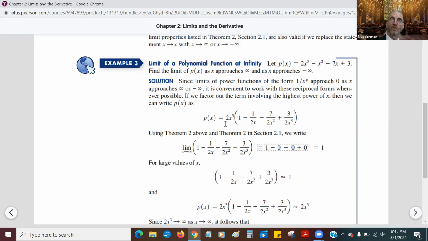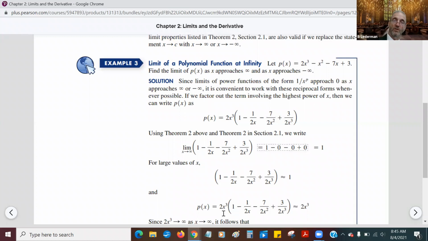We're going to factor out 2x to the third from this expression. So it becomes 2x to the third times 1, because I divide 2x to the third by itself, I get 1, minus 1 over 2x minus 7 over 2x squared plus 3 over 2x cubed. Now, when x approaches infinity, that becomes 0, that becomes 0, and that becomes 0. So this whole thing is just going to be 1 minus 0 minus 0 plus 0, which is equal to 1. So when x approaches infinity, this whole parenthesis becomes very close to 1.